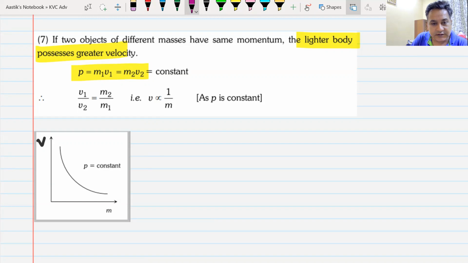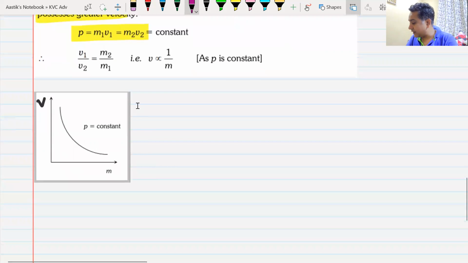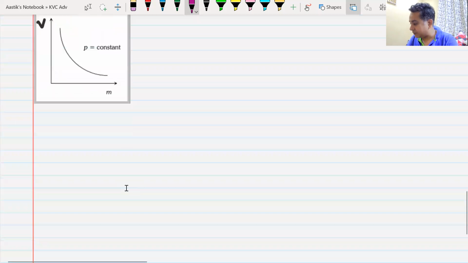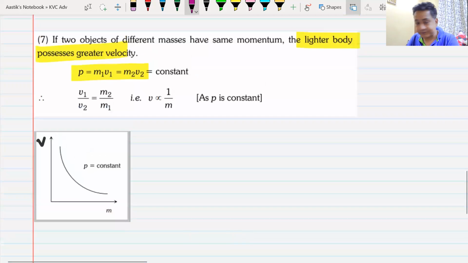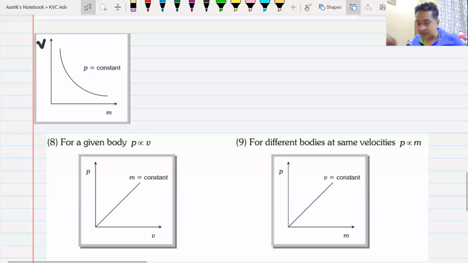Okay. Then these are the other two graphs. We'll just put this graph here. Have you drawn this graph? Yes, sir. Then I'll put the other two graphs also here so that you can have a look at all the three graphs that are possible.